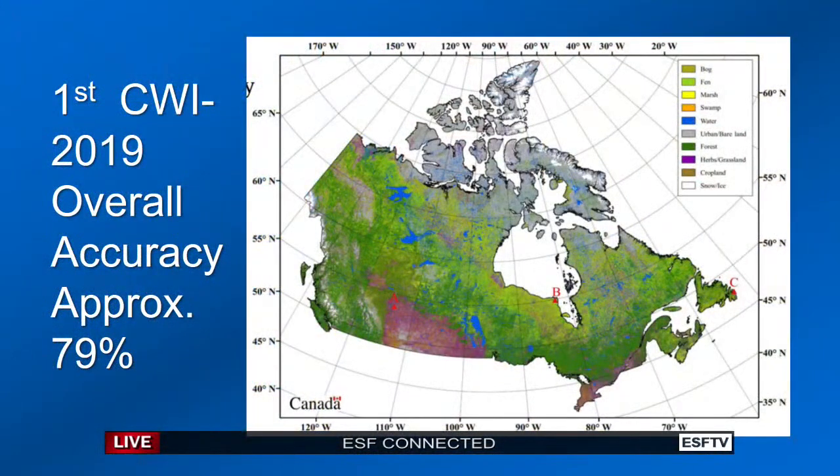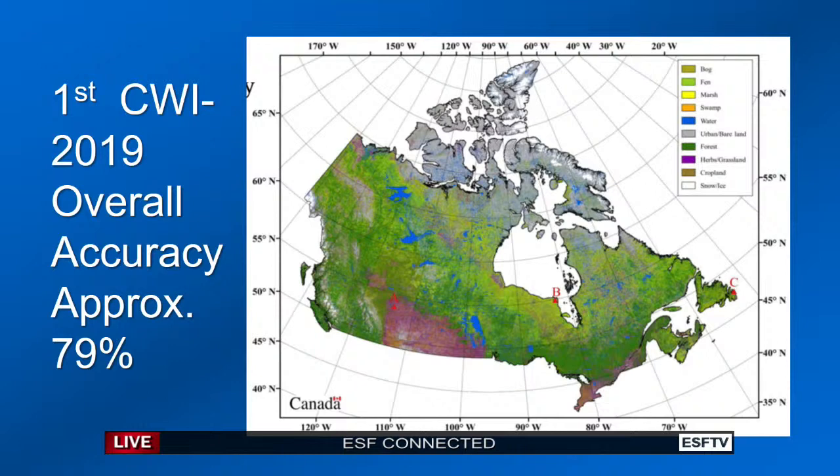So that's one of the beauties of using radar, especially for northern latitudes, because you're faced with a lack of sufficient cloud-free imagery. Now, I discussed a lot about the technical aspects and the processing power, and here now is the final map of a huge country like Canada. This map shows the first Canadian wetlands inventory that we generated in 2019. It has been published already.